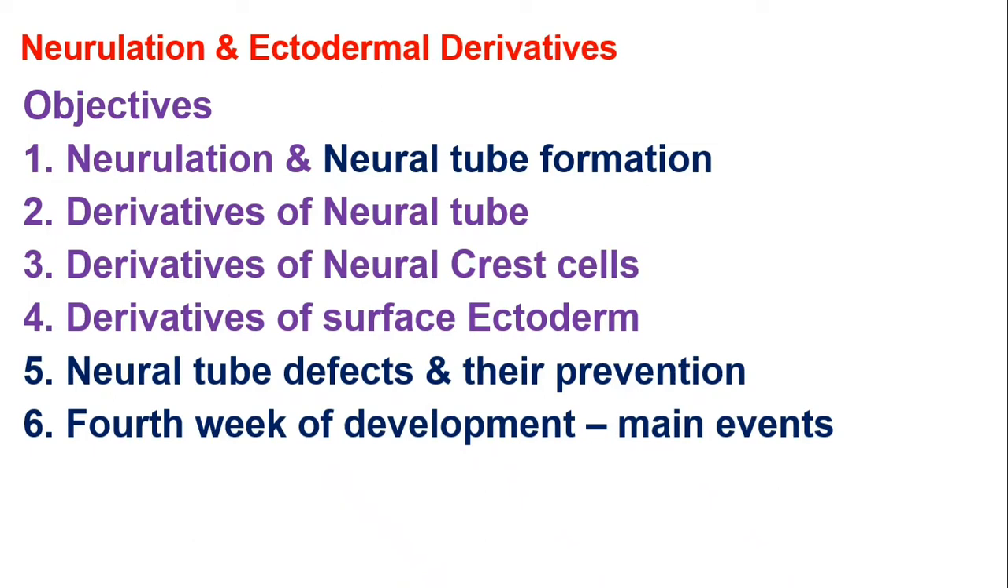At the end of the lecture, you should know the definition of neurulation and the steps of formation of the neural tube, derivatives of the neural tube, derivatives of neural crest cells, derivatives of surface ectoderm, the defects of the neural tube, and how we can prevent these defects, and some features of the fourth week of development, the main events which occur in it.